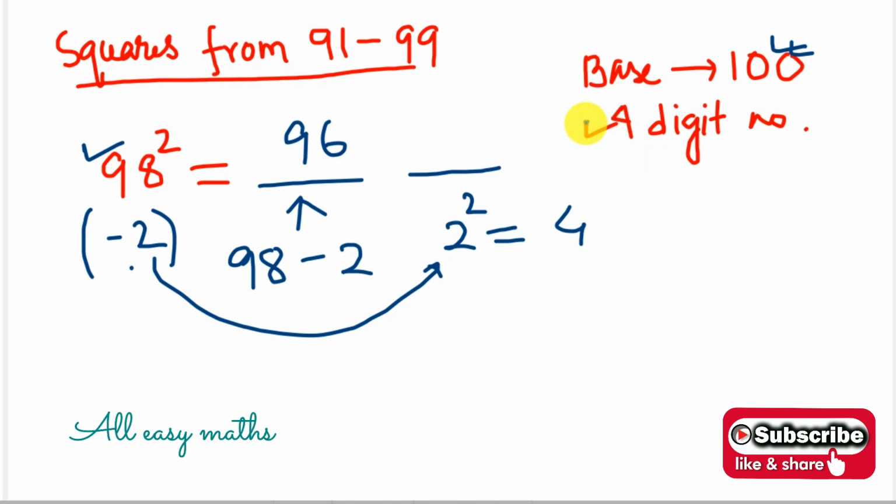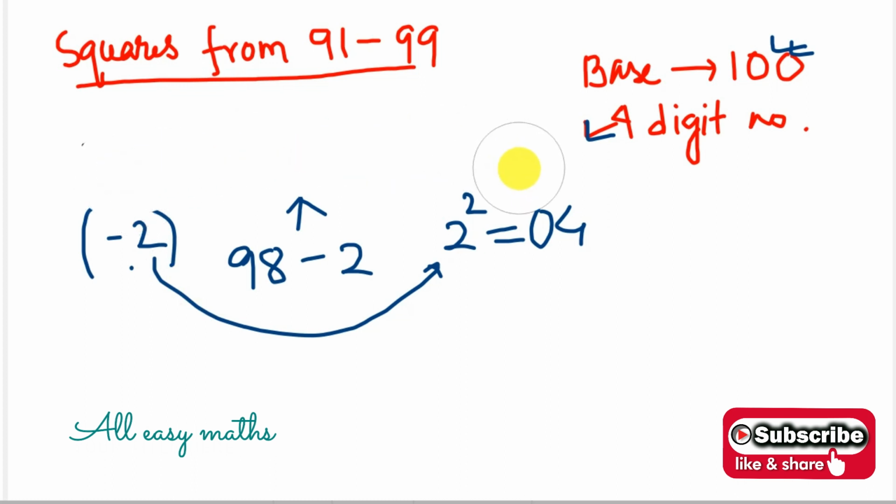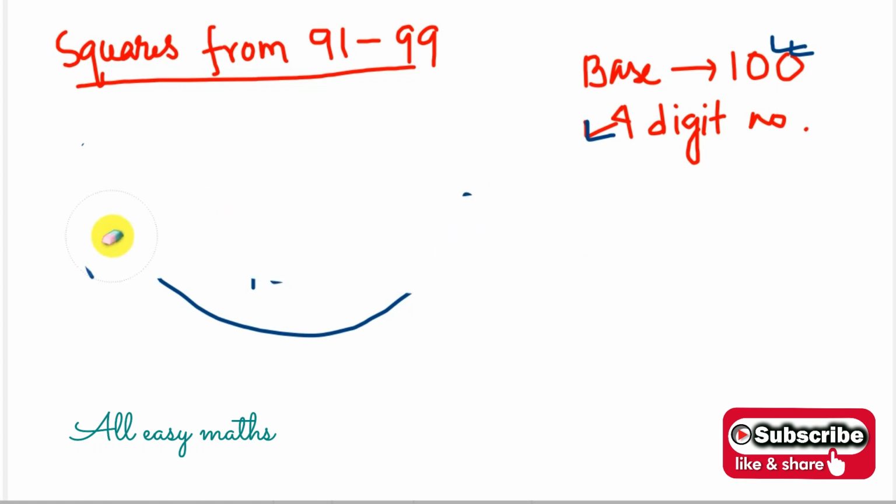The last 2 digits will be 2 square. 2 square is 4, but it has to be a 4-digit number, so we'll give 0 in front of that. So the answer is 9604. Now again we will do one more example so that you are familiarized with the key concept. It's very easy, right?